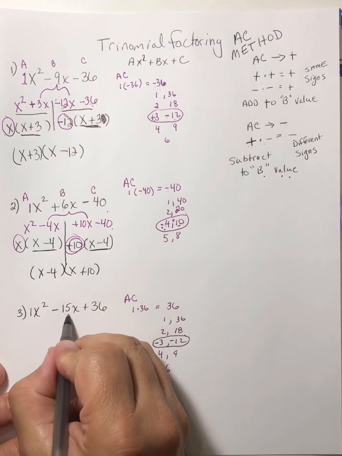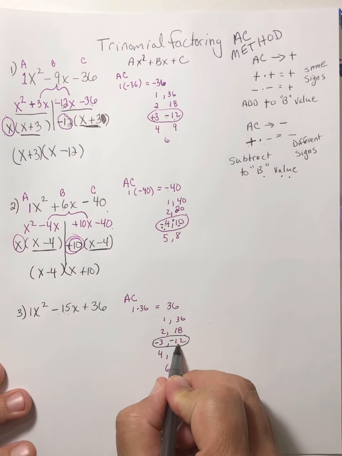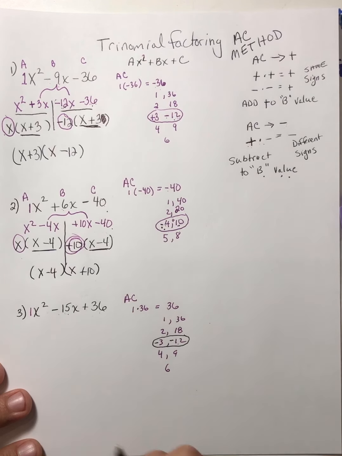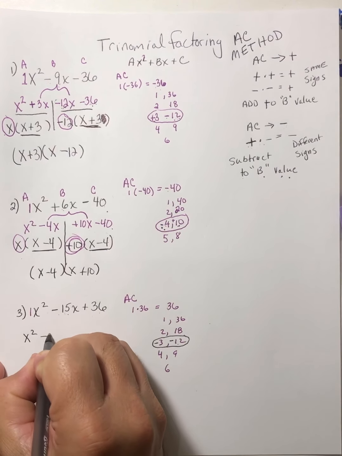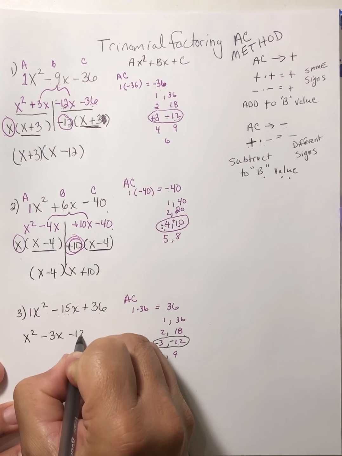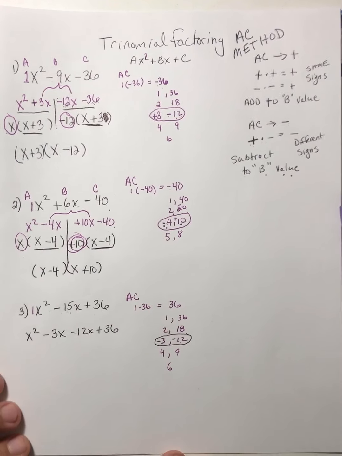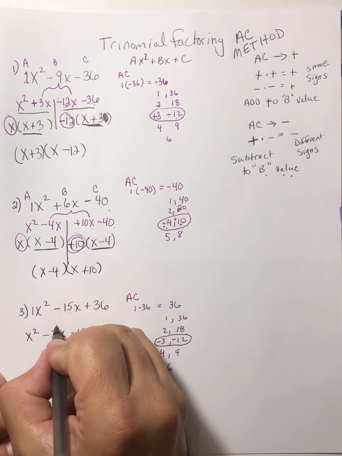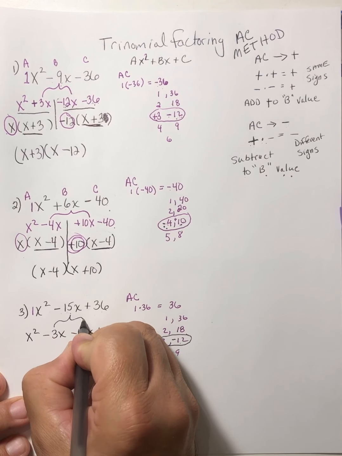So now we're going to take that negative 15 and break it up into a negative 3 and a negative 12. Again, whatever one you want to write down first does not matter. So I'm going to put down my x squared minus 3x minus 12x plus 36. Okay, so negative 15x was broken down to those two pieces.